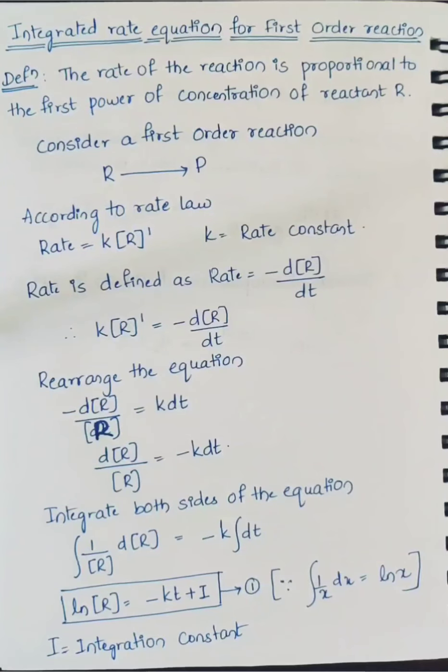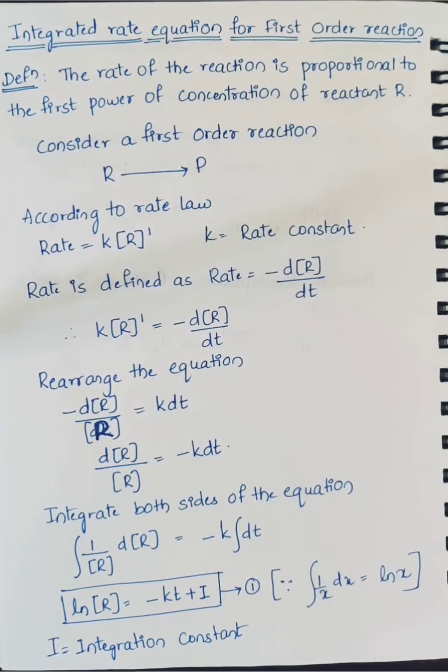Let us now look into the derivation of the integrated rate equation for a first order reaction. As we have derived an integrated rate equation for zero order reaction, similarly we are supposed to derive an equation for first order reaction. First order reactions are those reactions where the order of the reaction is 1, that is, n equals 1. How do you define a first order reaction? First order reactions are those reactions where the rate of the reaction is directly proportional to the first power of the concentration of the reactant R.